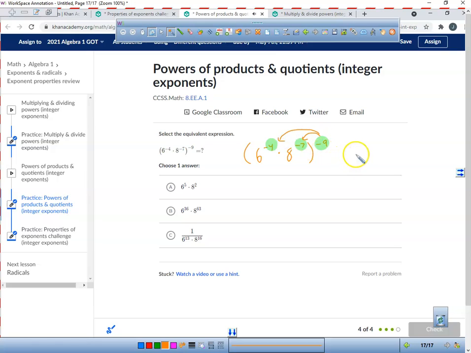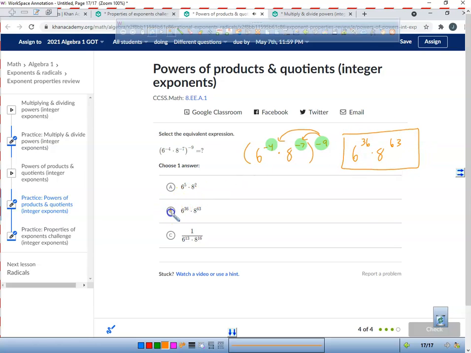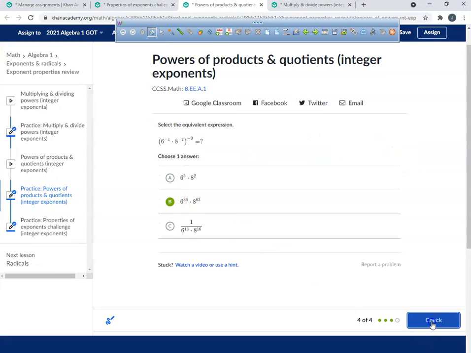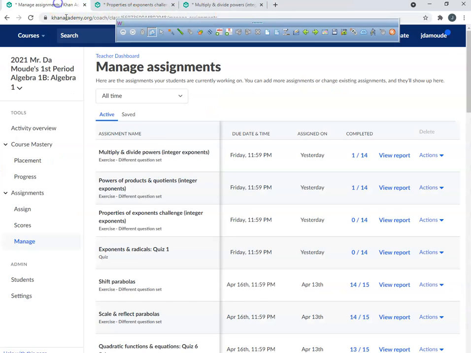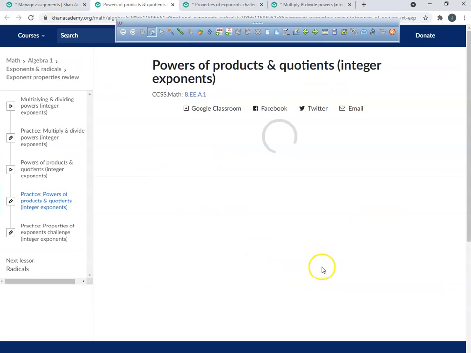Multiply, multiply. So we got 6 to the power of 36 times 8 to the power of 63. Are those negative exponents? No, so we just keep them exactly where they are. That's why this is the answer. See? Super easy. It's not complicated. So don't make it complicated. We'll do a couple more.